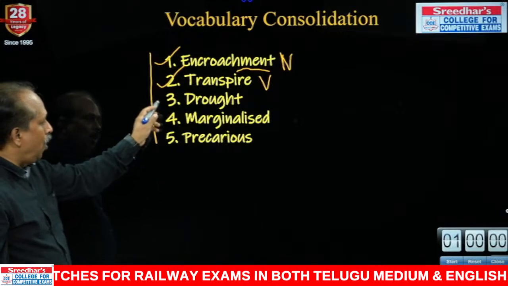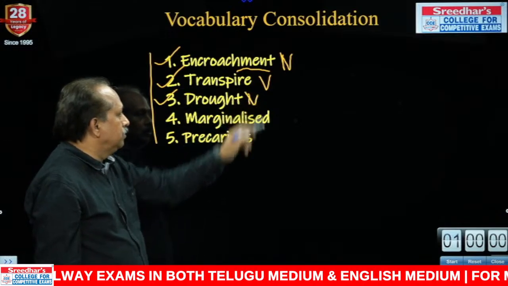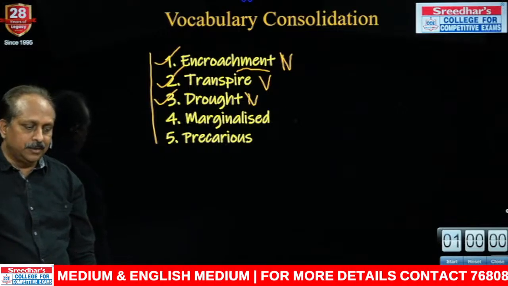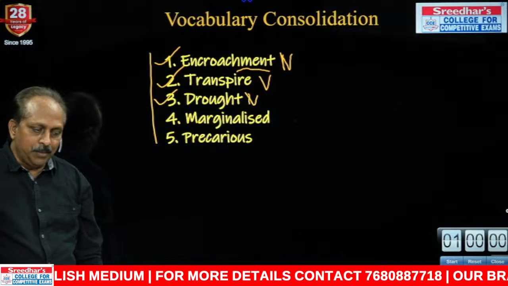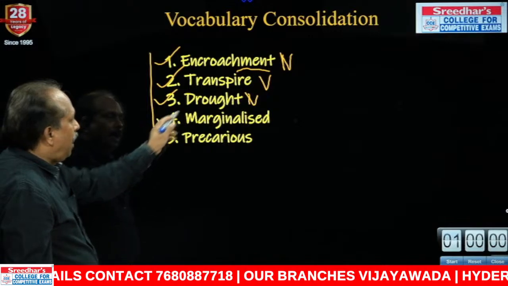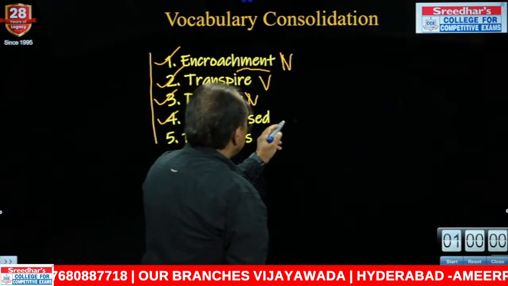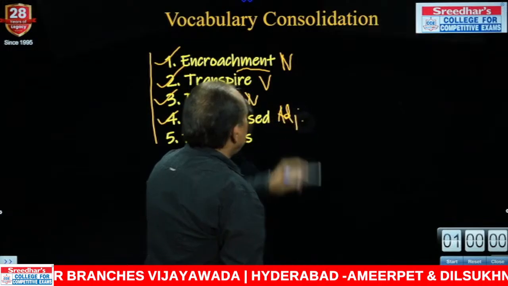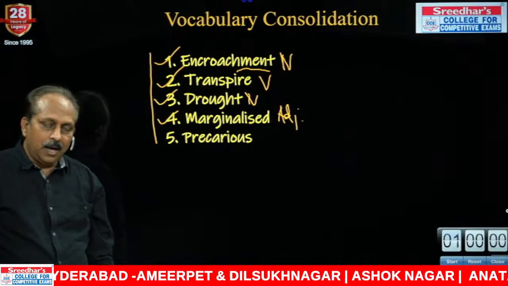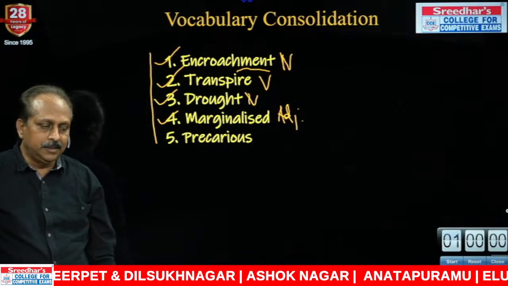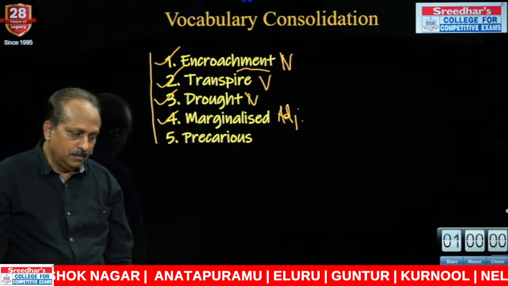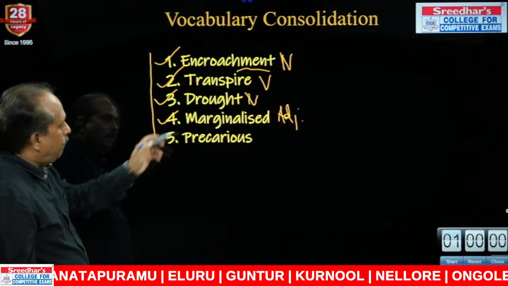Next one, drought. Drought, part of speech, noun. Long dry spell. For a long time, no rains. What do you say? Dry spell or drought? Become known. Okay. Marginalized people, communities. That means what? Adjective. This is an important word. Essay writing, you have to use these power words. Marginalized people, marginalized communities. Dry spell, very good. Marginalized means what?